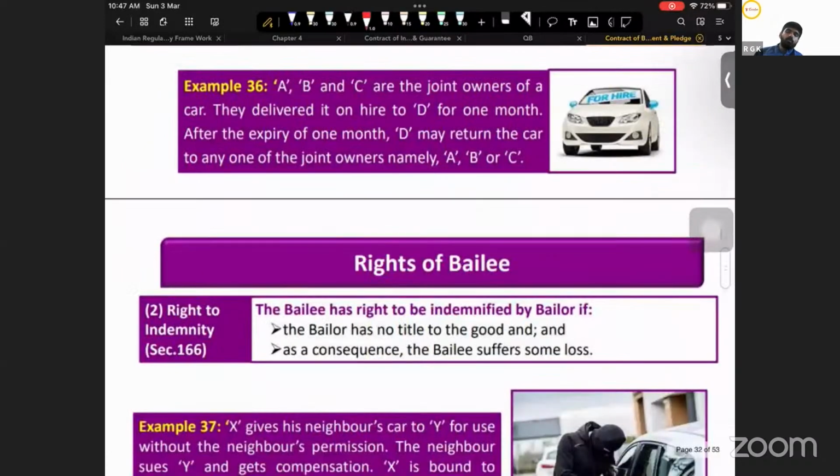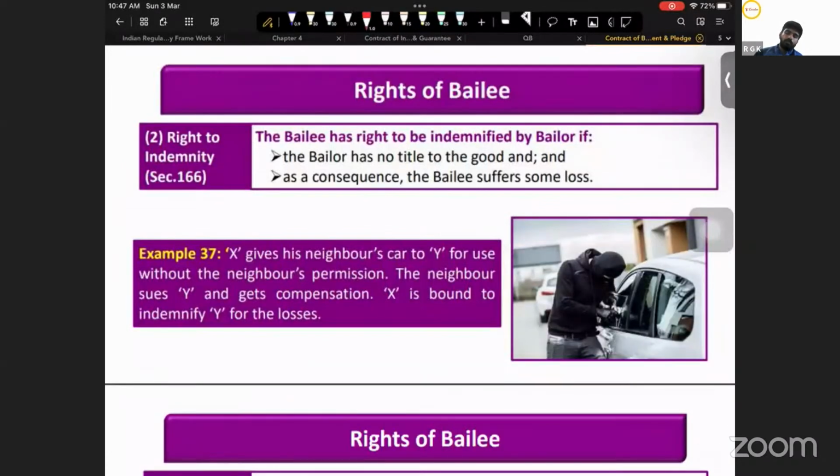Next, right to indemnify. The bailee has the right to be indemnified. Suppose the bailer has no right to bail out the goods, has no rights, and still has bailed the goods, and now the bailee suffers loss because of this. You don't have a car, you have taken someone else's car without the other person's permission, and you are bailing it out. Now the original owner sues the bailee, saying that you are unauthorizedly using my car.